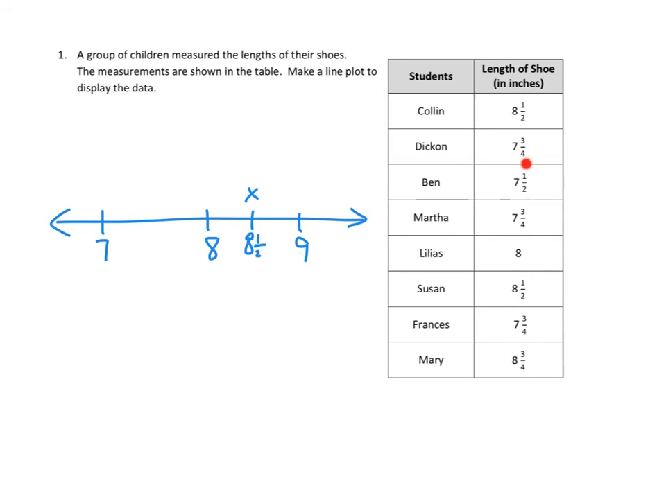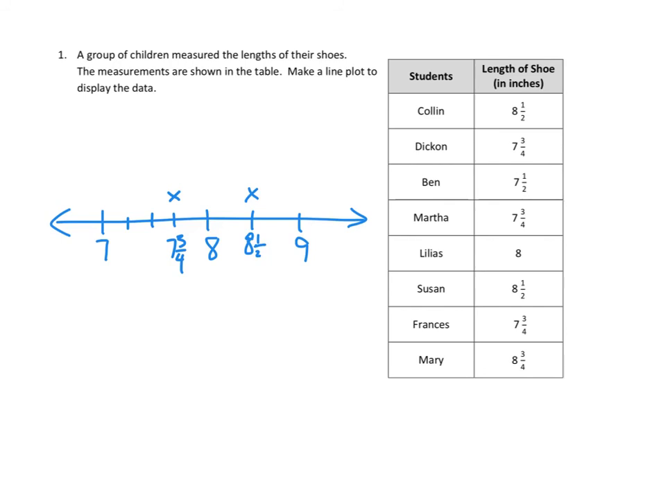Let's take a look at the next measurement, Dickon. Dickon is 7¾. That's going to be between 7 and 8, and I need to divide that whole up into fourths. So we'll do that, like this. And then ¾ would be here, so this is 7¾. Just like we did before, we're going to put a little X right above that measurement to indicate that we've graphed this student as well.